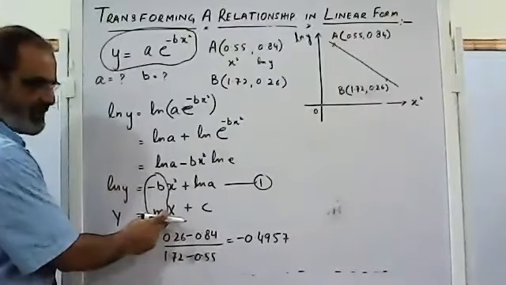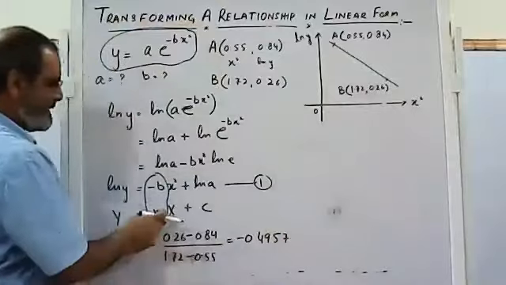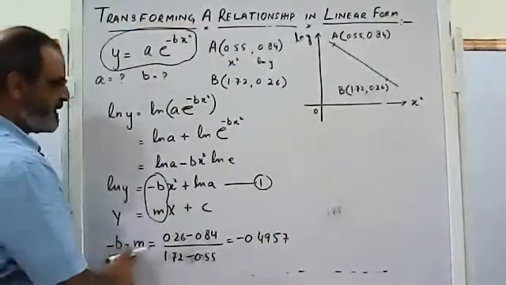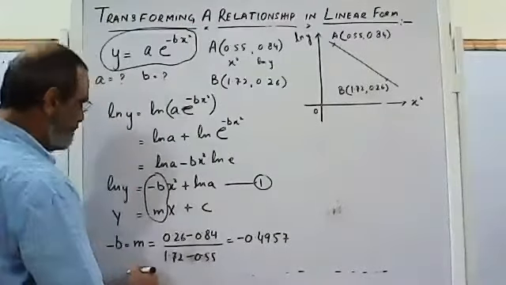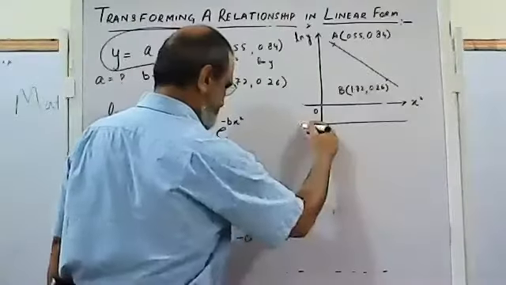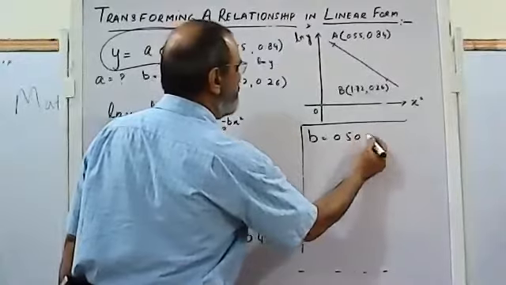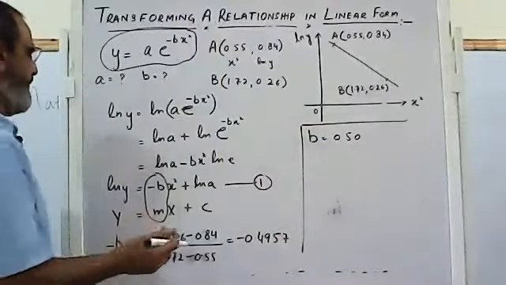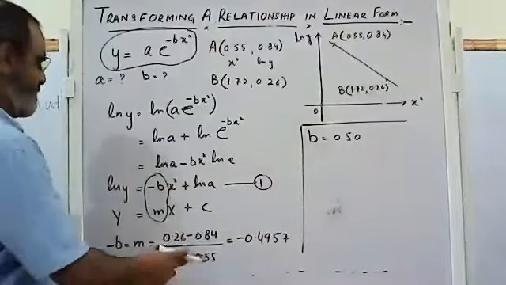Along the x-axis we have x square, so x is x square, and gradient is equal to minus b. So minus b is equal to minus 0.495. I can say b is equal to 0.50, correct to 2 decimal places. To find the value of a, I'll find the value of c actually.